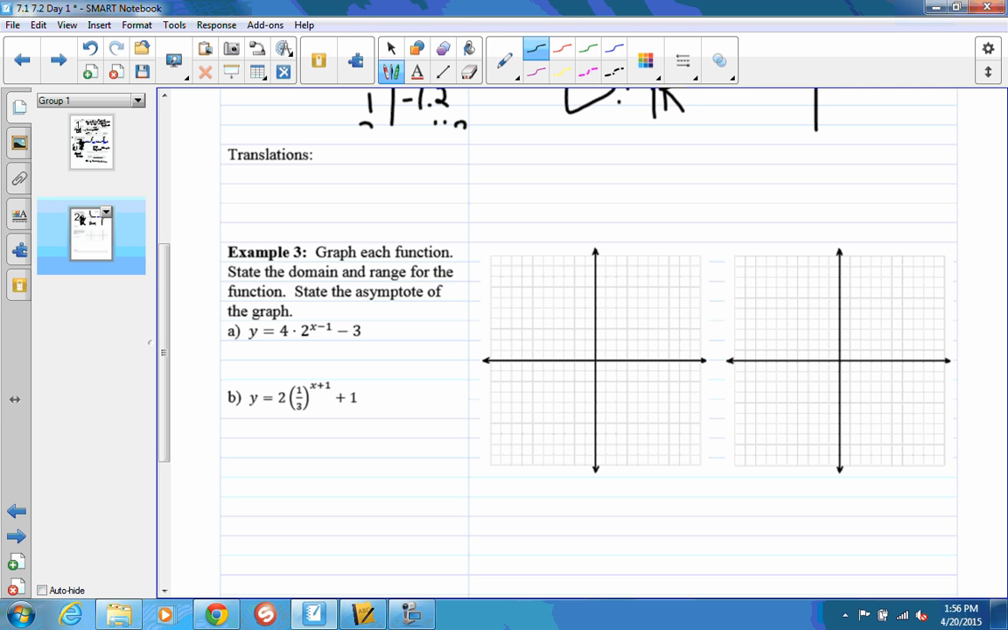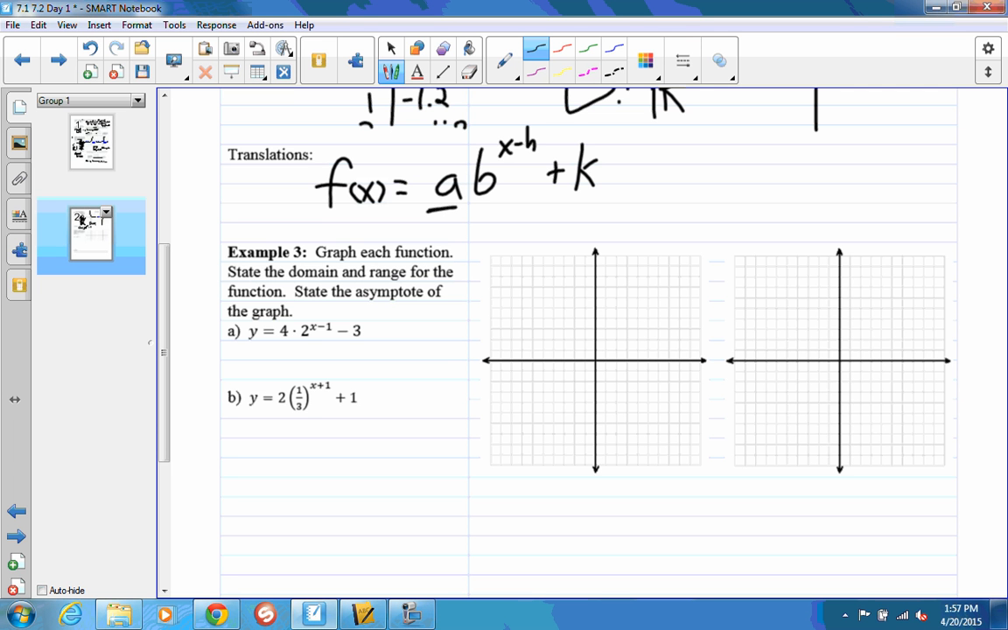So stay with me here. The way I'm going to write out the full equation that we're going to deal with for exponential growth and decay is f of x equals a times b to the x, and that exponent is x minus h, plus k. That's the whole thing.